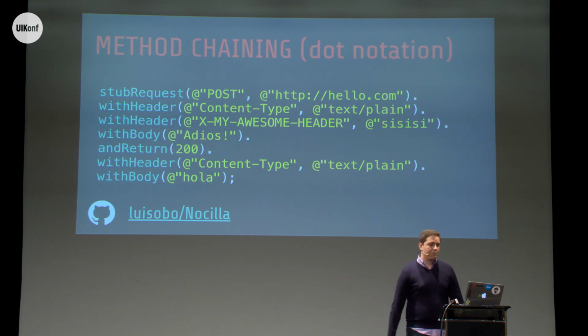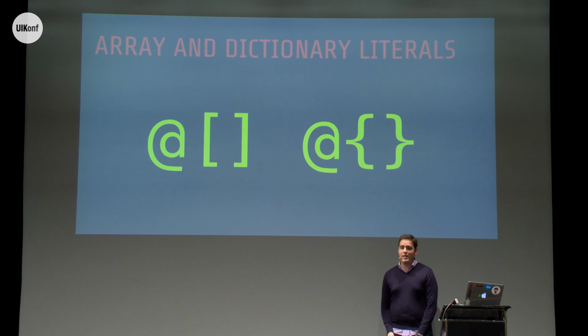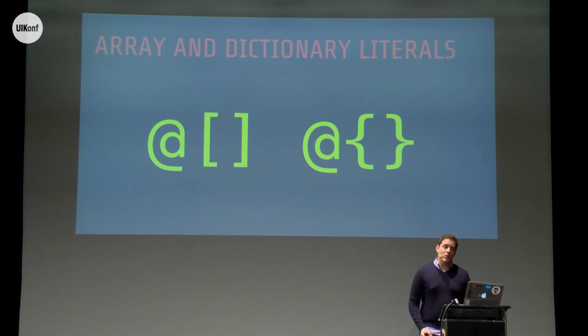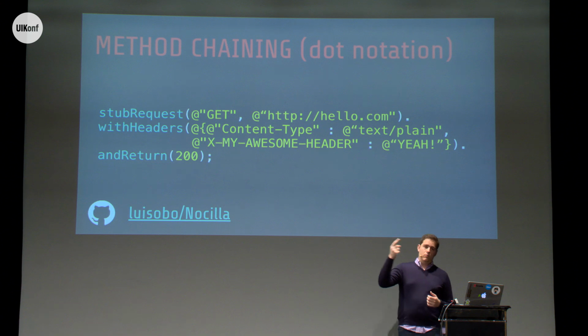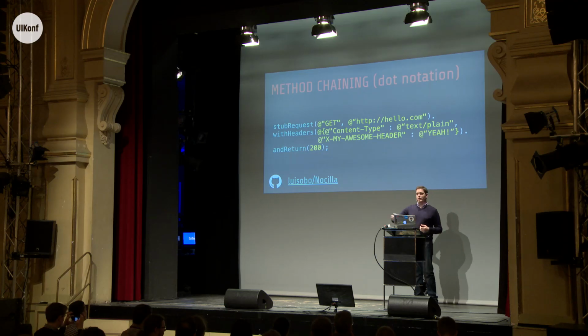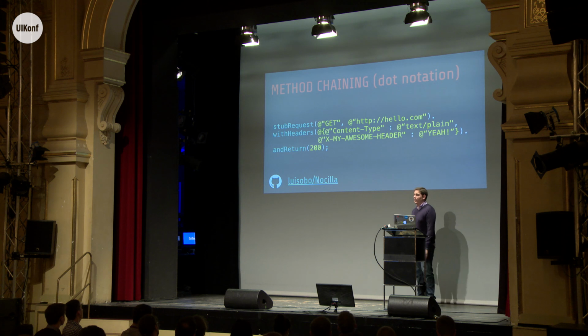Now, that doesn't have to be that complicated all the time. You can use simple things as well. And now that we have them, you can use simple literals like array and dictionary in your DSL. For instance, here, if you want to specify a set of headers, instead of calling with header, header key, header value, with header, header key, header value, you can pass a dictionary.